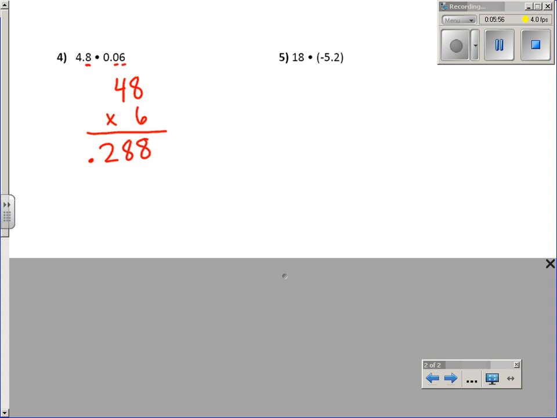But here, number 5, we've got 18 times negative 5.2. This is a good time to remind us that when we multiply a positive times a positive, we get a positive. When we multiply a positive times a negative, we get a negative. And when we multiply a negative times a negative, we get a positive. So here, positive times a negative means that our answer is going to be negative something.